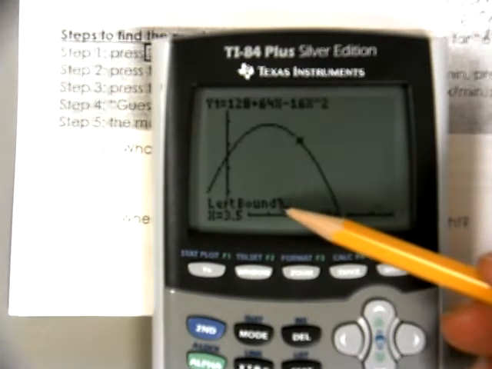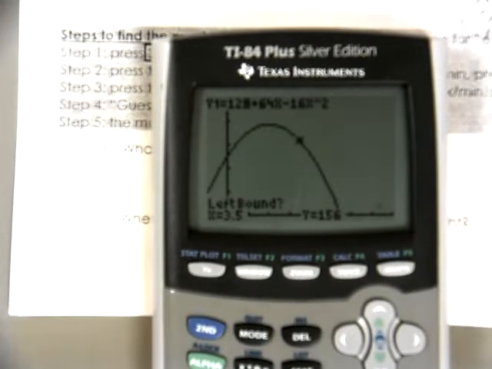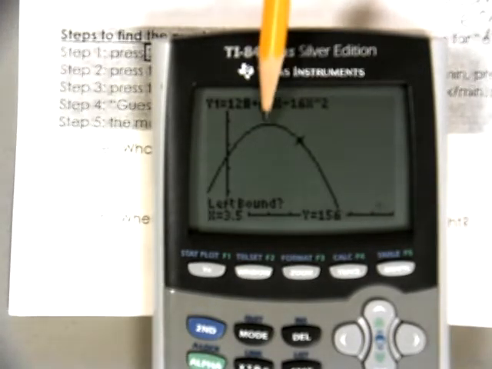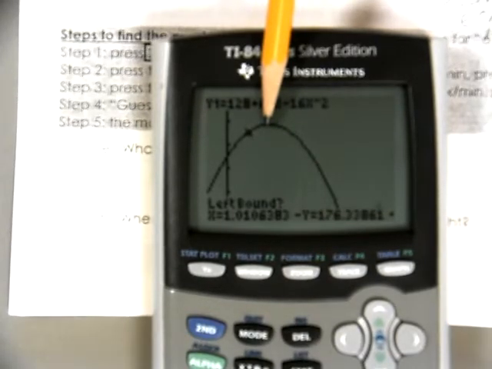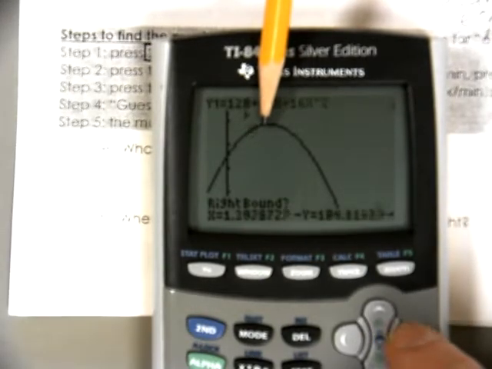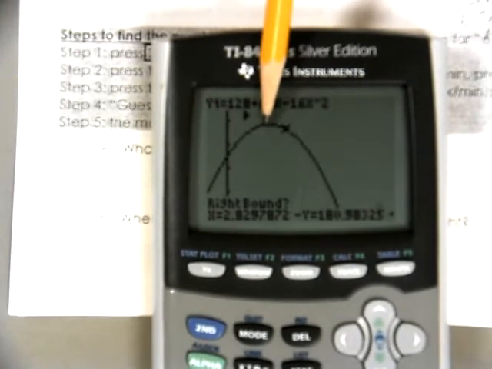Notice here in the left-hand corner that we're looking for the left bound. That means we have to be to the left of our predicted vertex. So use your cursor and go to the left of that predicted vertex. Anywhere to the left of that vertex. And hit enter. Then you'll notice it says right bound. So we're going to use our cursor and go to the right of that predicted vertex. And we hit enter. Now it says guess.